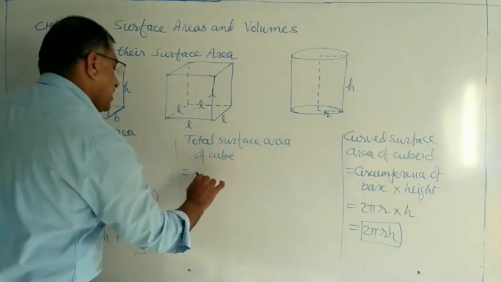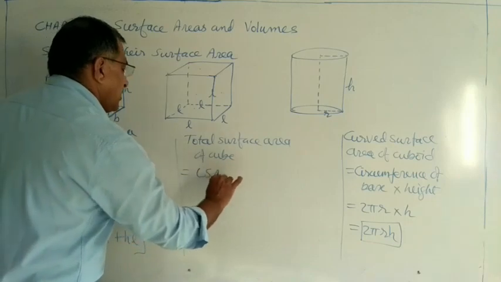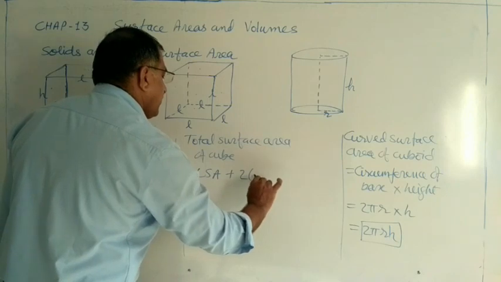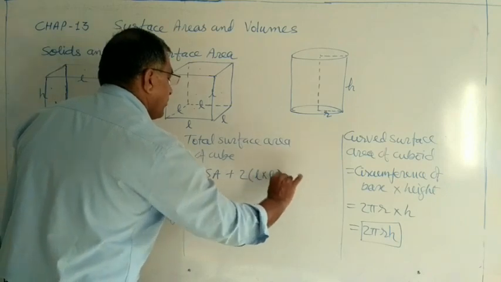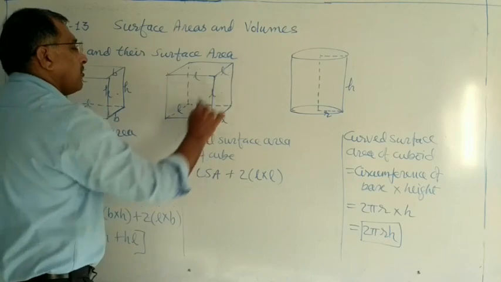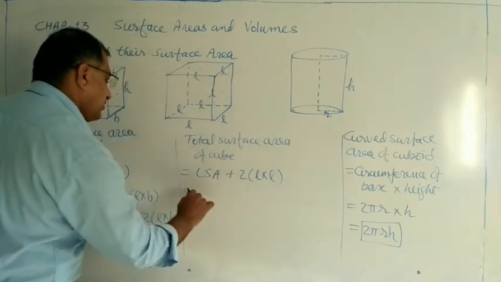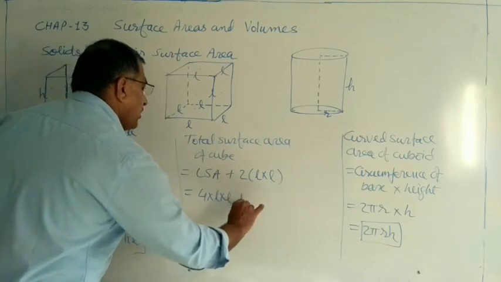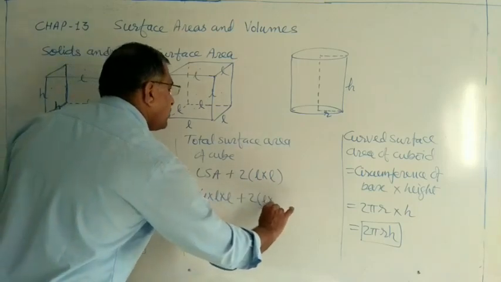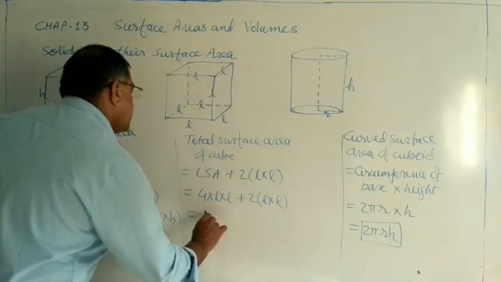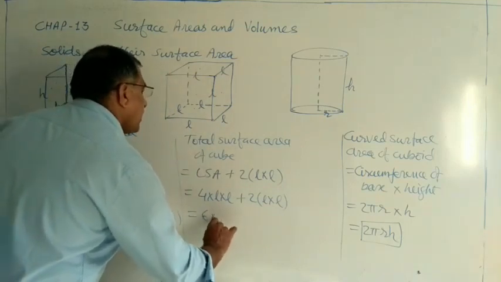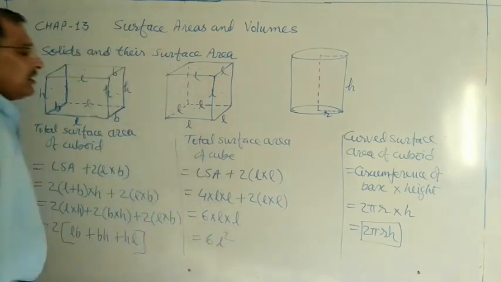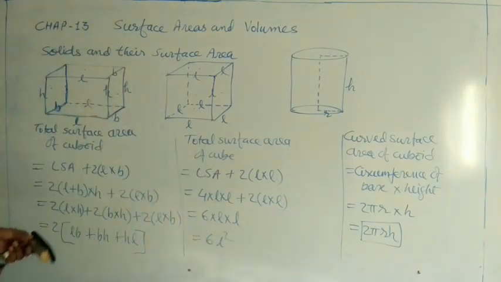So total surface area, that is lateral surface area plus area of top and bottom. So 2 times area of top and bottom. Area of top is L into L, bottom also L into L. So 2 times L into L. Here we have already calculated 4 times L into L plus here 2 times L into L. That means 6 times L into L, or we say 6L square. So this is the total surface area of cube.